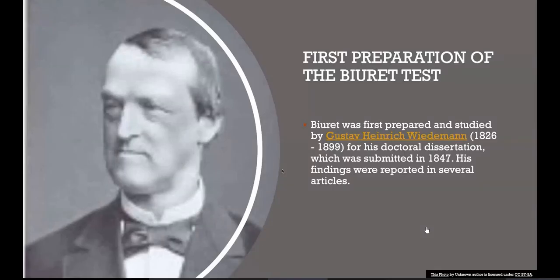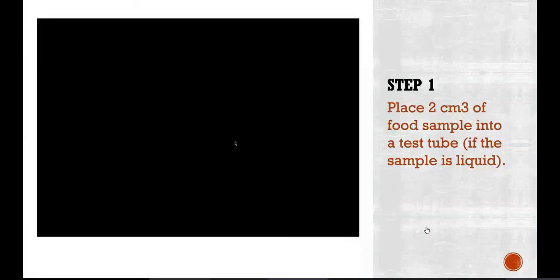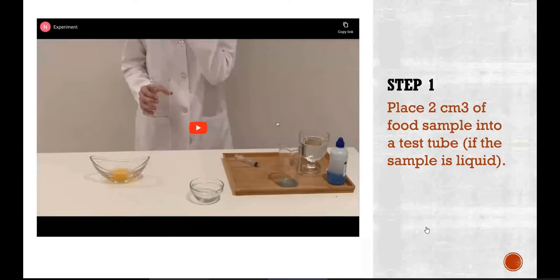Now we want to go back to the origin of the Biuret test. One last thing before I explain. The Biuret test was first conducted by this man, Gustav Heinrich Wiedemann, who submitted his research in 1847 for his doctoral dissertation. Okay, so without further ado, I will begin with my presentation.